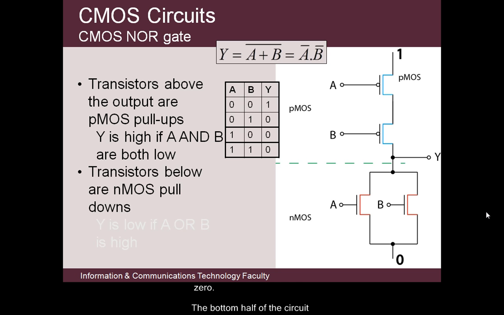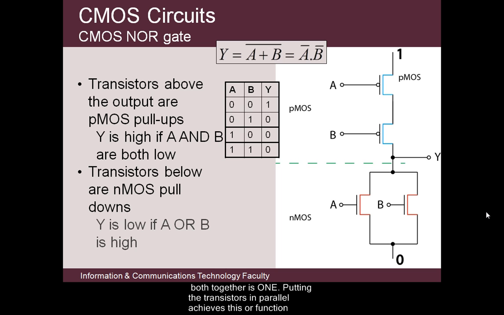The bottom half of the circuit is made up of NMOS transistors that switch on when their input is high, or logic 1. Their function is to pull the output down to 0. Now, by checking the truth table, it shows that the output must be 0 when either A or B, or both together, are 1. And putting the transistors in parallel achieves this, since if the gate of either A or B is 1, that will short the output down to logic 0, and so completing the truth table. A similar strategy can be used to build more complex logic functions.